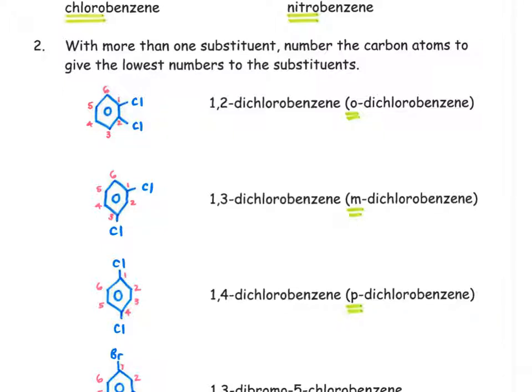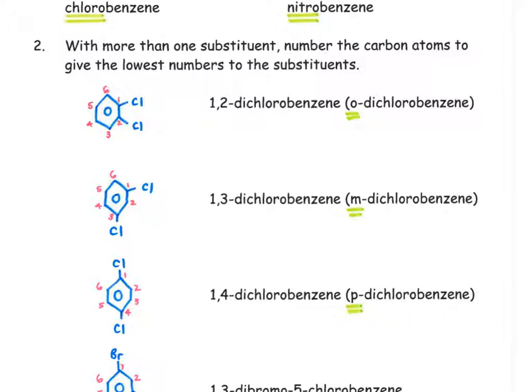o-dichlorobenzene. The way I remember that is I think your teeth are nice and straight and side by side when you go to the orthodontist. The o stands for ortho. In the next example, we have a 1,3-dichlorobenzene, again numbering to give those chloros the lowest possible number.